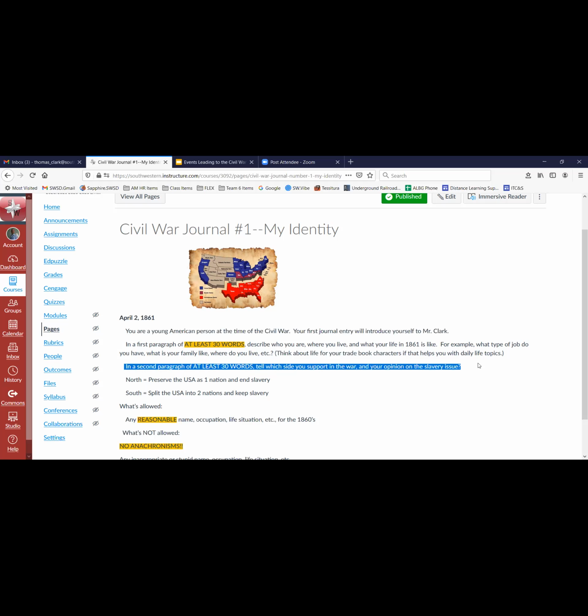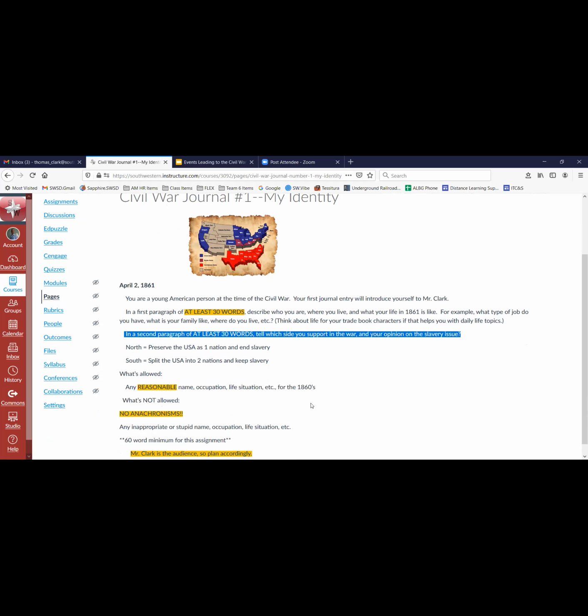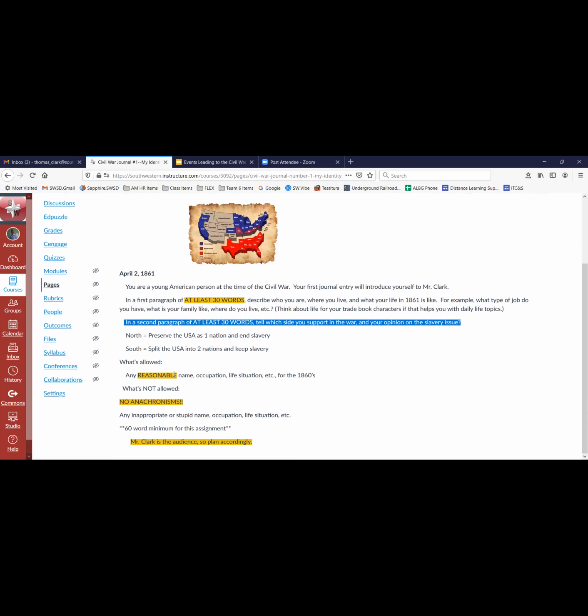Second paragraph for this one, you're going to tell me which side you support in the Civil War that's about to begin, and what's your opinion of slavery. If you're thinking, I don't really know which side is which, well, here it is. The North wants to preserve the United States as one country and end slavery. The South wants to split the United States into two parts and keep slavery. You tell me, which side are you supporting, and what do you think of the slavery issue?